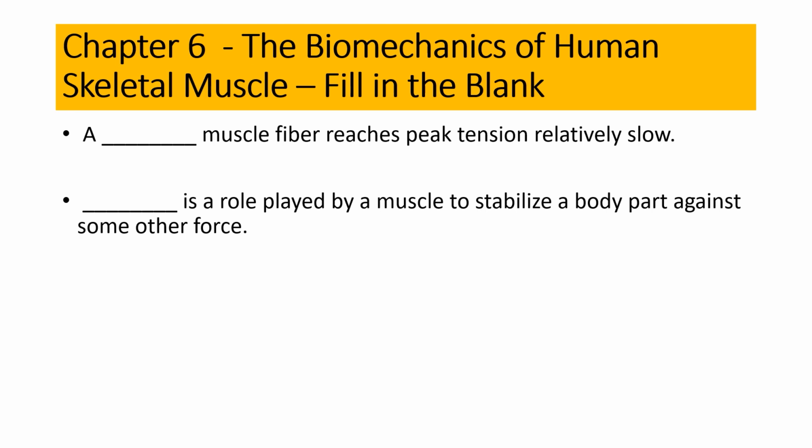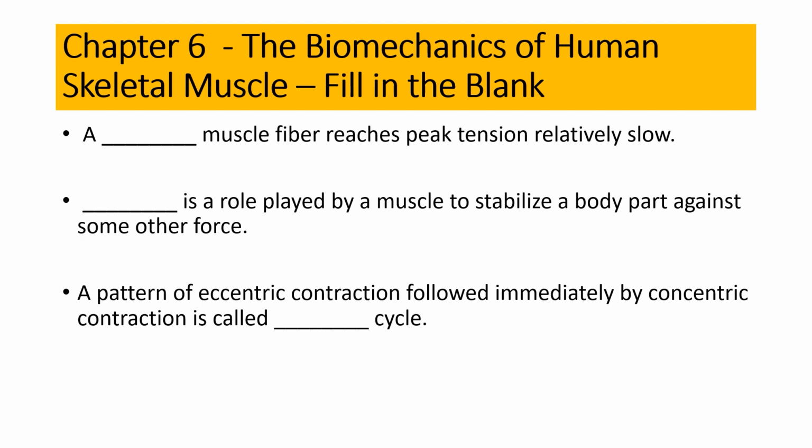Okay, what about a pattern of eccentric contraction followed immediately by concentric contraction? What is that called? One of the slides had the shortening contraction, the jump, but it has something else. It's called the stretch-shortening cycle. It has to stretch and then shorten again. That's the key thing. So the slow twitch, the stabilizer, and then you have the stretch-shortening cycle. We good?